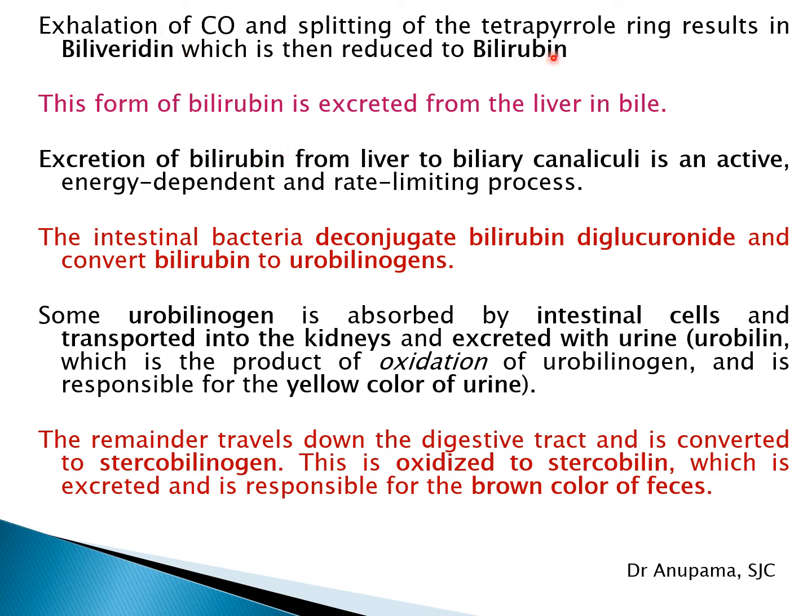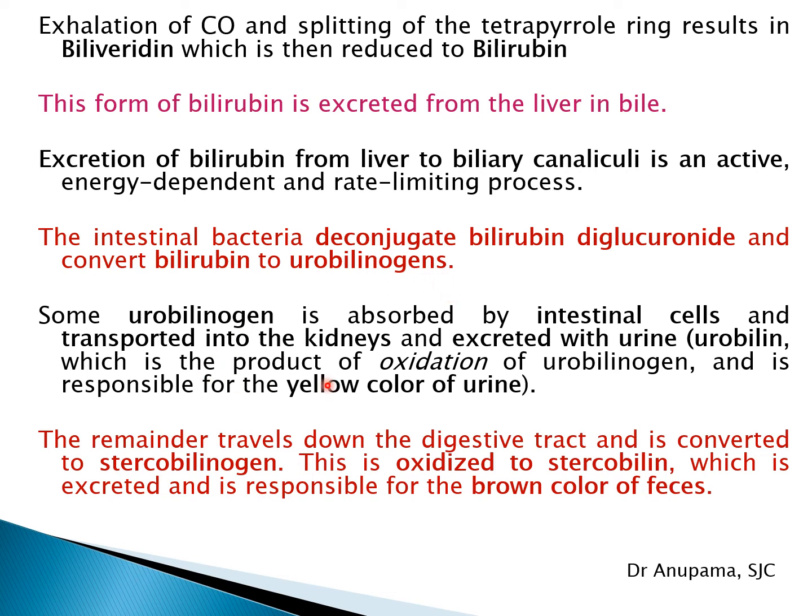So this bilirubin which is formed, you know that it is excreted from the liver through the bile. Now this enters the duodenum. Excretion of bilirubin from the liver to the biliary canaliculi is an active, energy dependent and rate limiting process. Now the intestinal bacteria deconjugate this bilirubin diglucuronide and convert the bilirubin to urobilinogens.